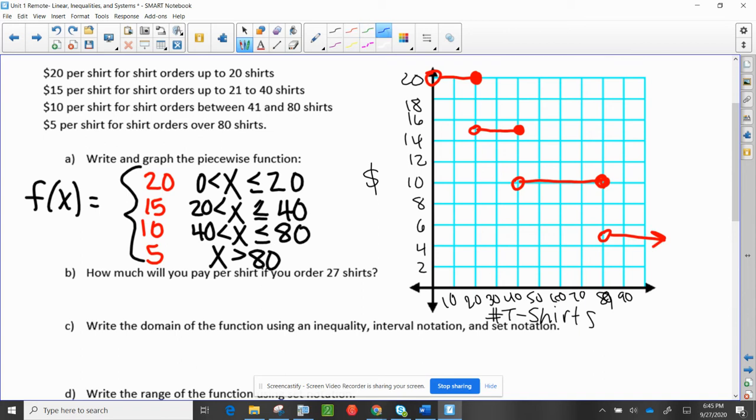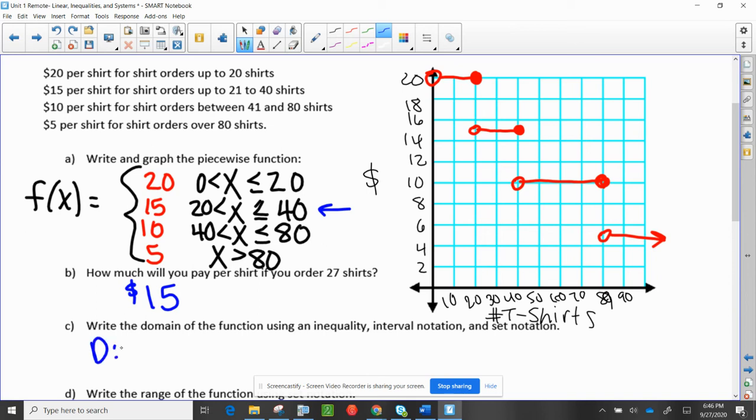Okay, so a little follow-up question here. How much would you pay per shirt if you ordered 27? Well, what interval does that kind of fit in? If we ordered 27 shirts, how much would we pay? Well, 27 kind of fits in that interval, right, from between 20 and 40. So that means I'm spending $15 per shirt.